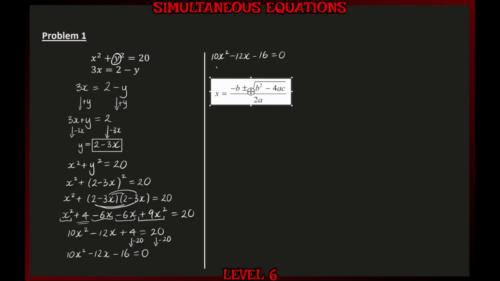And looking at the equation, a is the number in front of the x squared, which is 10, b is the number in front of the x, which is minus 12, and c is the constant at the end that's on its own, which is minus 16.